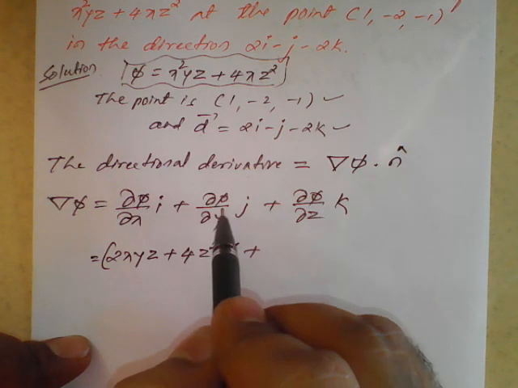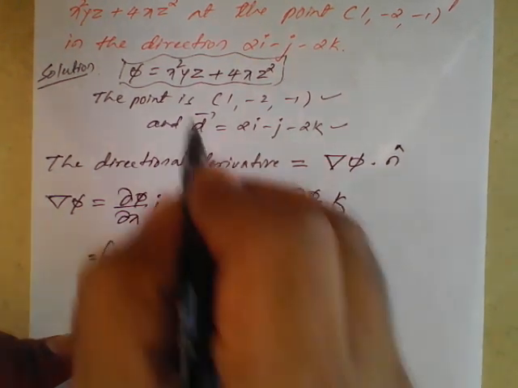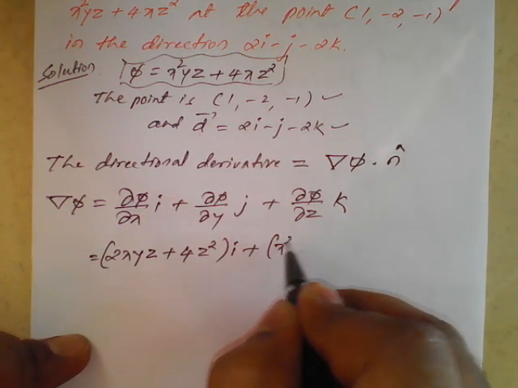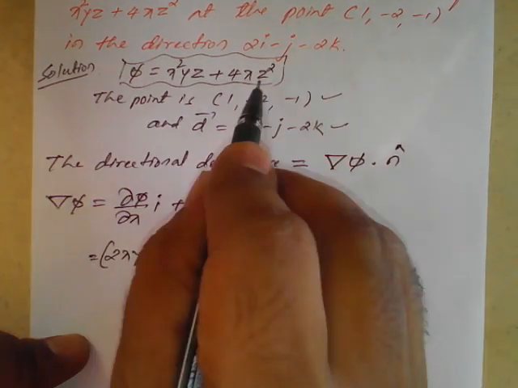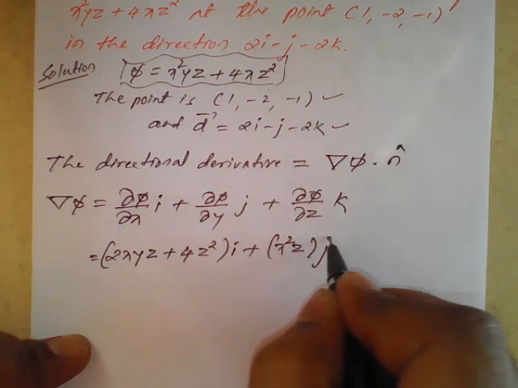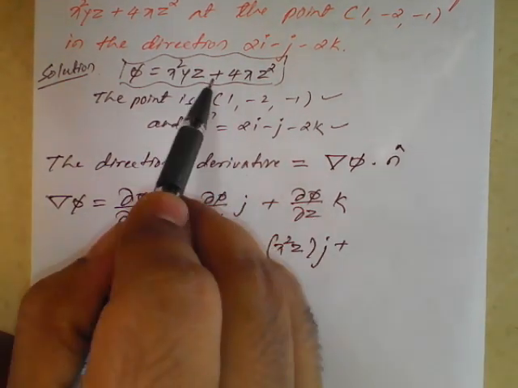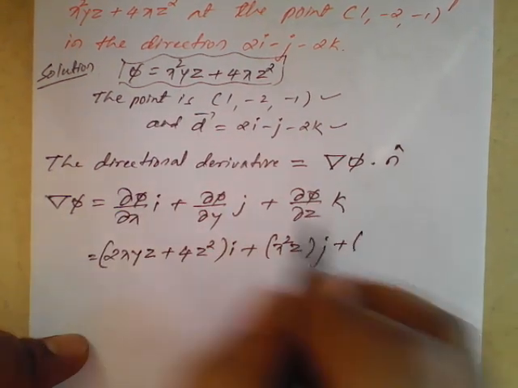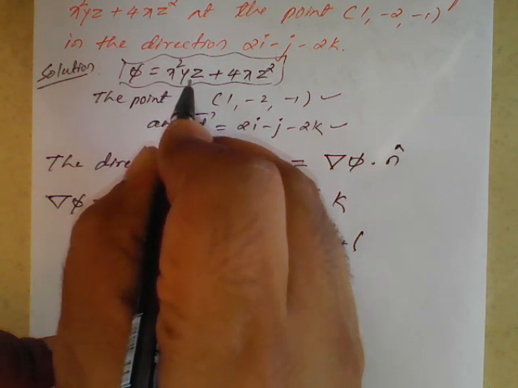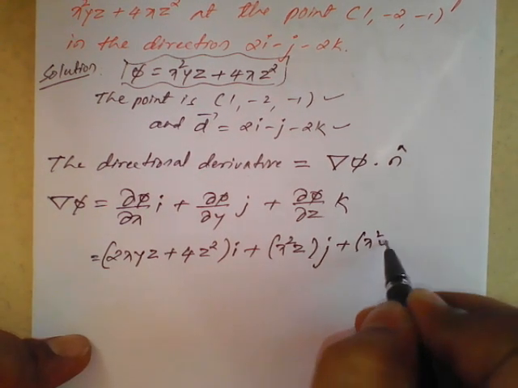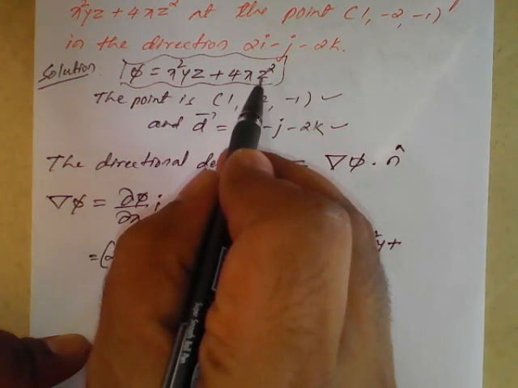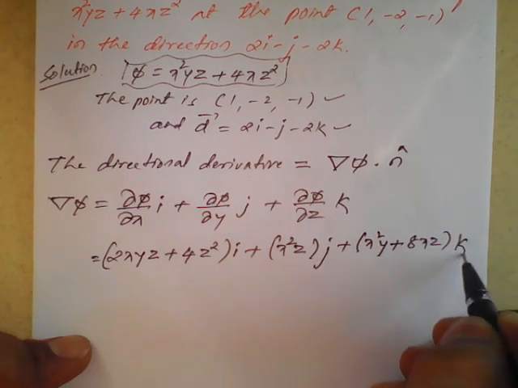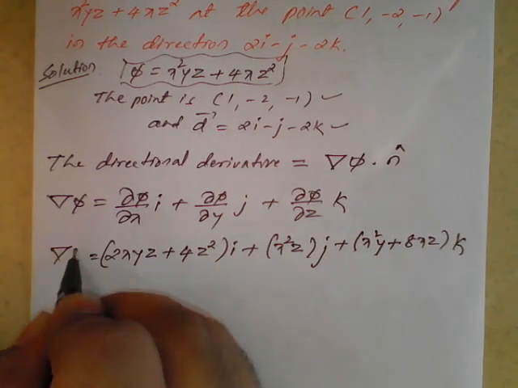The partial derivative of phi with respect to y means x square and z are constant, the partial derivative of y with respect to y is 1, so we are left with x square z, and there is no y term in the second term, so 0, of j. Plus, dou phi by dou z: both terms have z, so with respect to z the first term leaves x square y, and in the second term z square becomes 2z, so it is 8xz, of k. So we got del phi now.